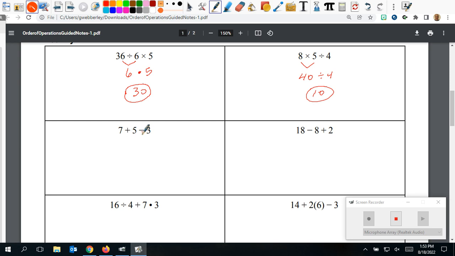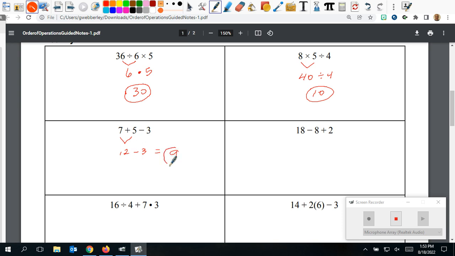So it would be best if we do left to right here so we never mess it up. Okay, so 7 plus 5 would be 12. Minus 3, final answer for this. 12 minus 3 is 9. Now I could have got it right if I had done 5 minus 3 first. That would be 2. 7 plus 2 is still 9.